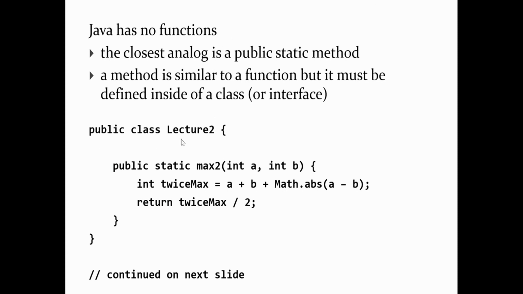So I'm going to make a class called lecture2. Inside that class, there's a method called max2. I have to write public static in front of it for the time being. So for the time being, we're going to write public static in front of all of our methods. It can have a parameter list, just like a Python function can have a parameter list. The main difference is you have to specify the types of the parameters in a Java method parameter list. So the method max2 takes in an int a and an int b.